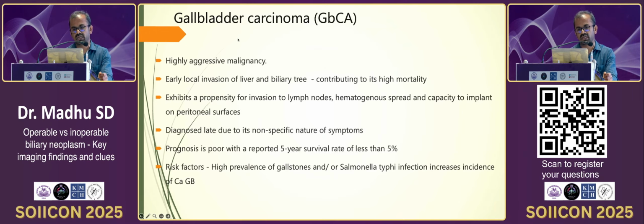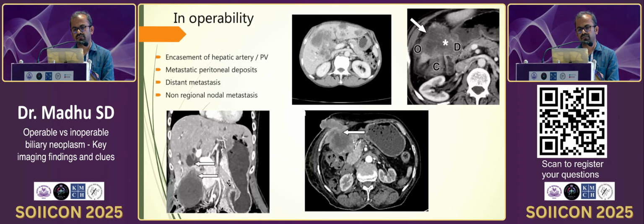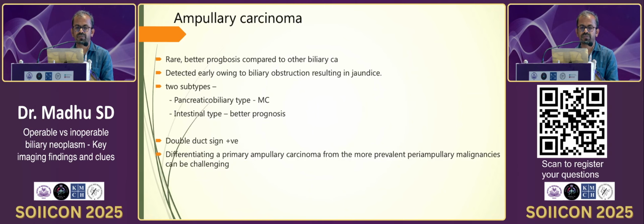Now for carcinoma gallbladder, it becomes inoperable when the tumor infiltrates into the adjacent omentum, when there are omental deposits, when there are deposits in the peritoneum, metastatic lesions, and if it is infiltrating into the hilum. Most of the time carcinoma gallbladder, at the time of presentation itself, is inoperable.